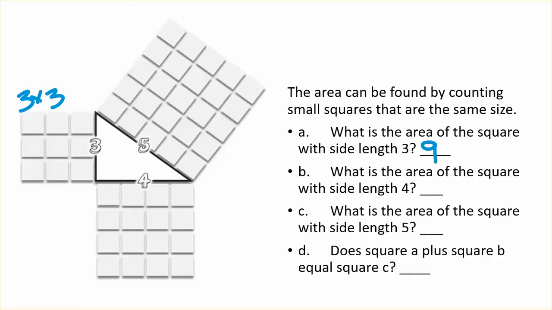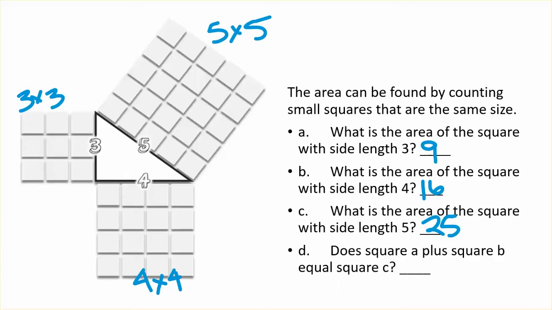Now let's look at the square on the bottom, where it's 4 across. Again, go ahead and count those squares to find the area. You could also find that area by taking 4 times 4. So that square has an area of 16. And finally, the top square. That square is 5 by 5. Gives you an area of 25.